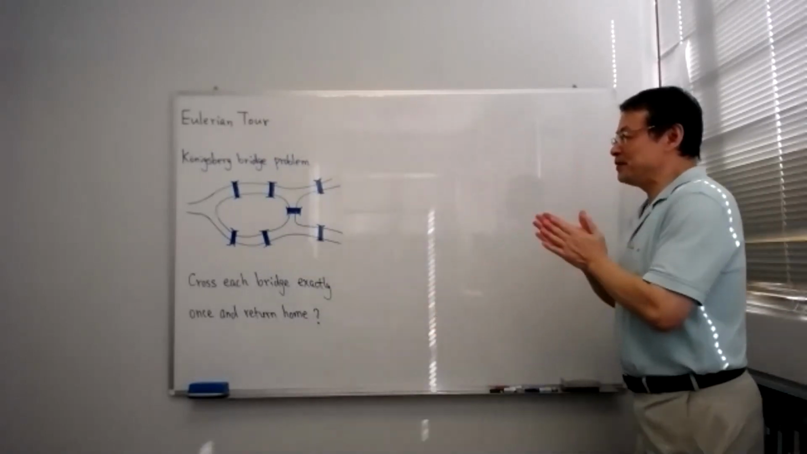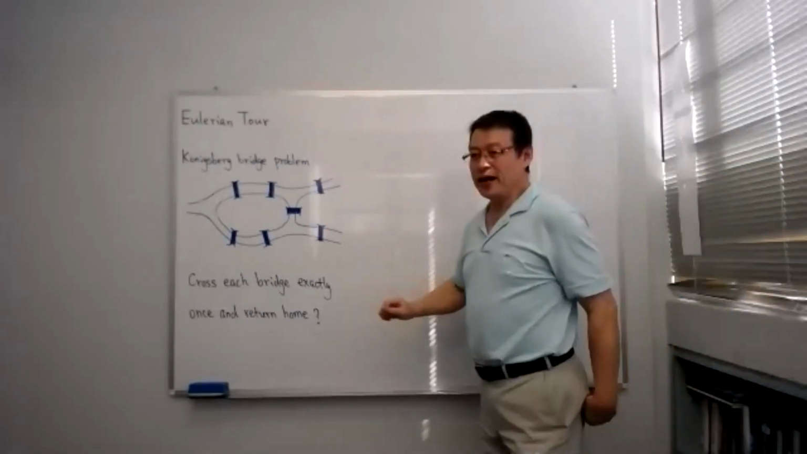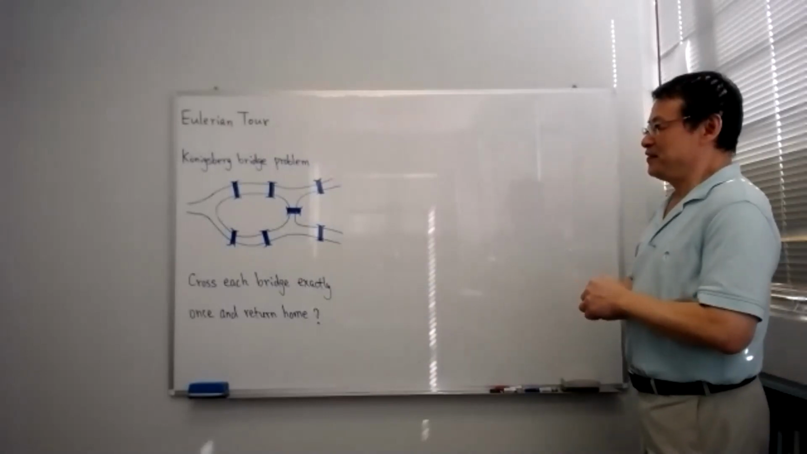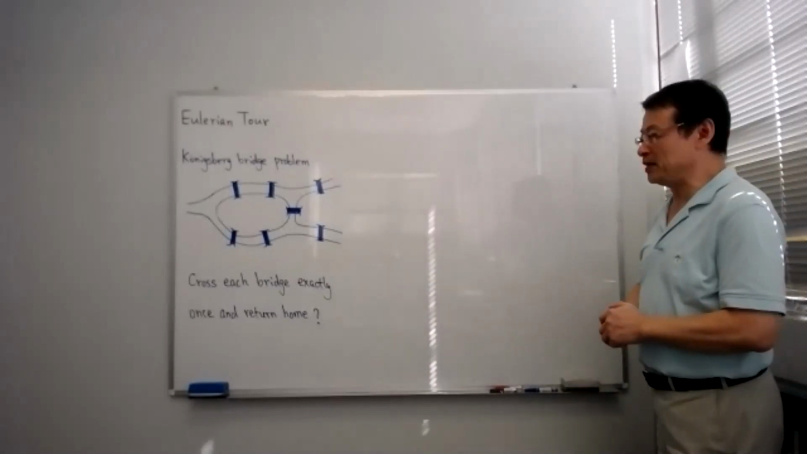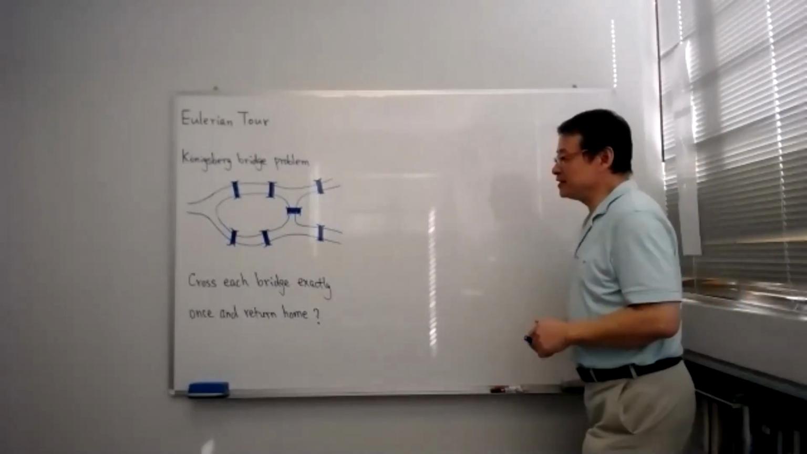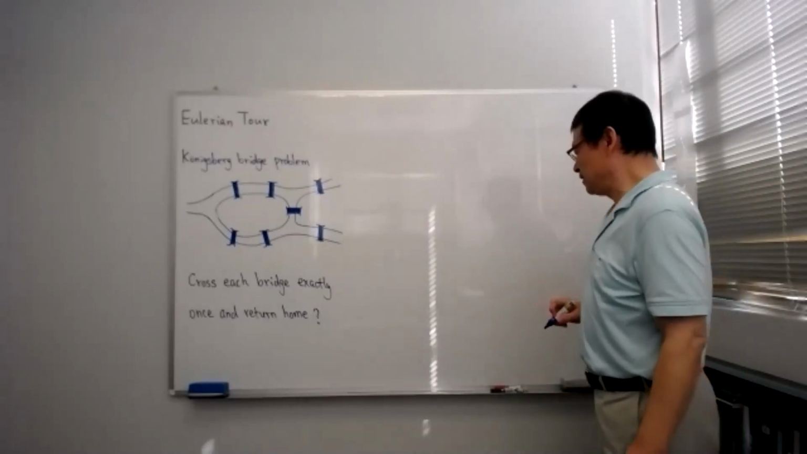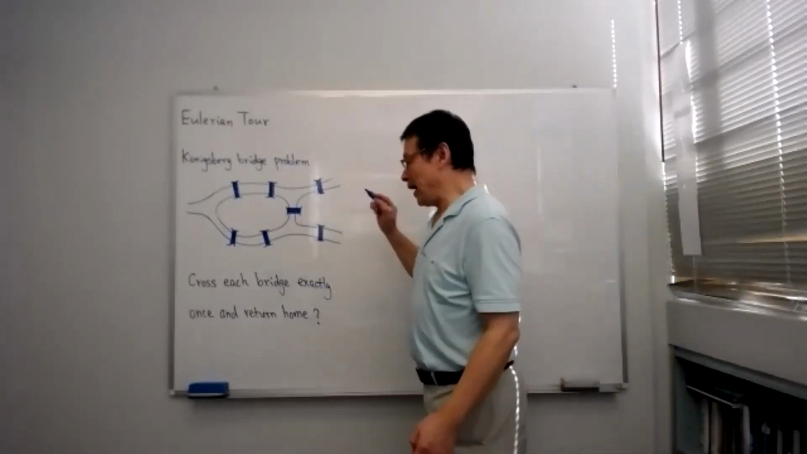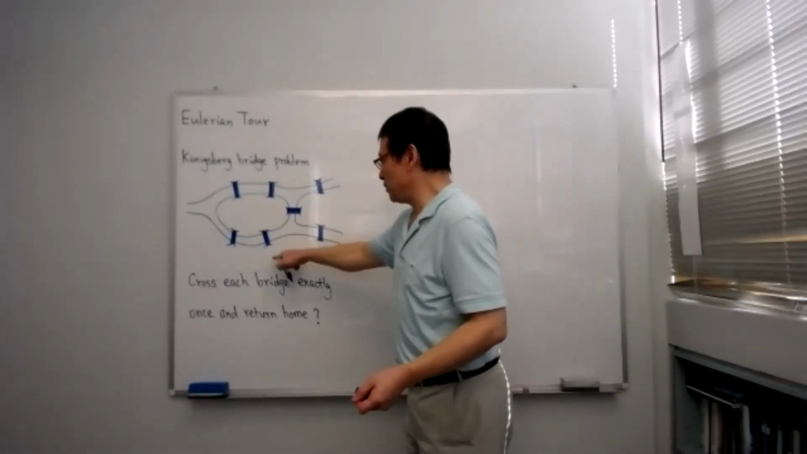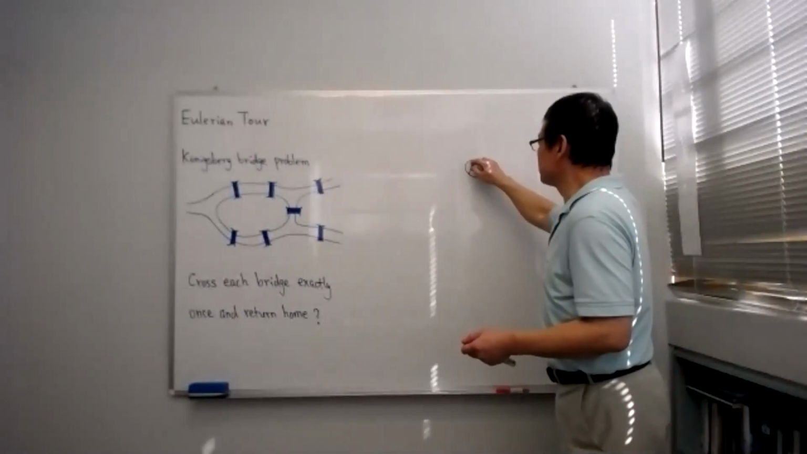Okay, so let's see what we mean by Eulerian tour and how we can solve this problem. Of course, we're going to use graph theory to solve it. First, we transform this into a graph problem. We create 4 vertices, because there are 4 parts: one part, one part, one part, and one part. Maybe we use A, B, C, D.